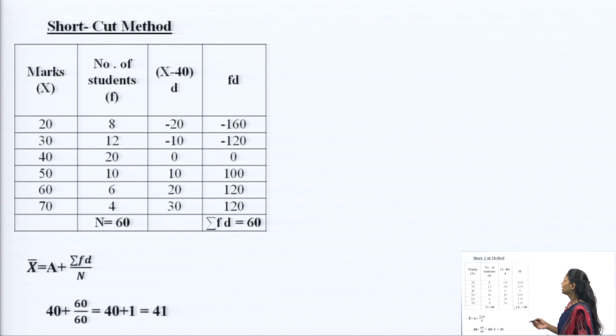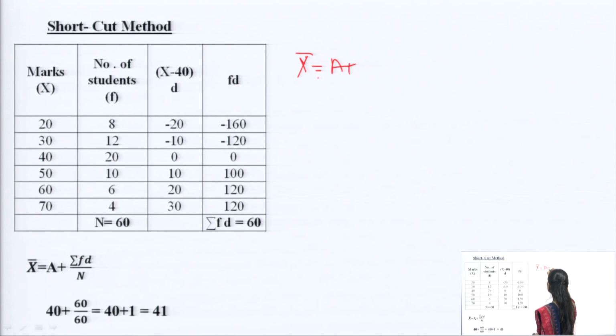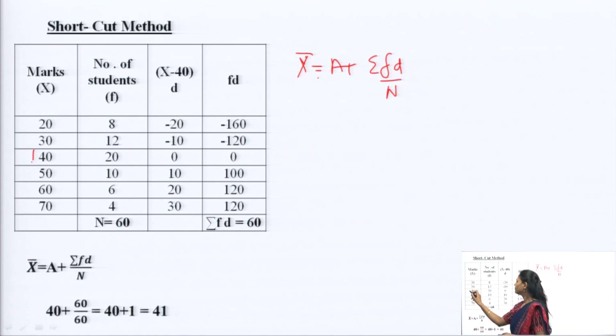For the same question, we have marks given to us and number of students given to us. It is a discrete series because we have frequency associated with the question. The formula says x bar is equal to a plus summation of f d whole over n. What is a? A is the assumed mean, and I assume it from x, that is the marks which are given to me. I can assume any value as a. For example, I have assumed 40 as my a.